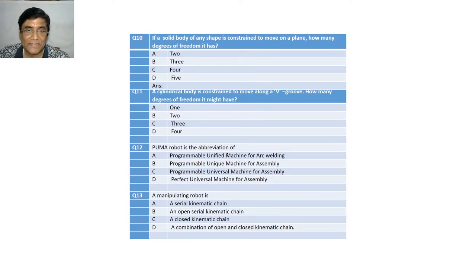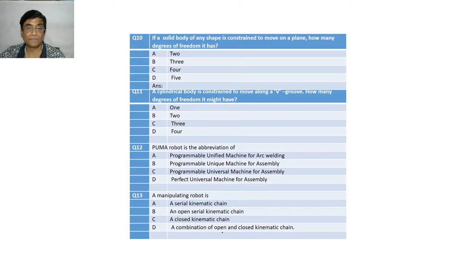Now PUMA is an abbreviation of Programmable Universal Machine for Assembly. So this is actually a memory game, whether you know it or not. So his answer is okay. The Programmable Universal Machine for Assembly. C is the correct answer.